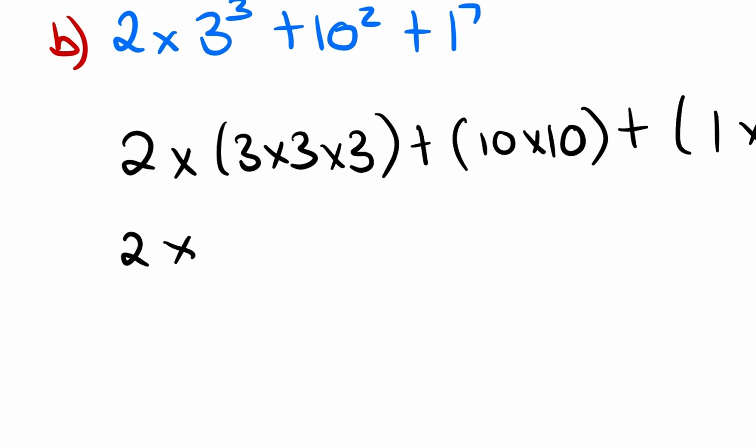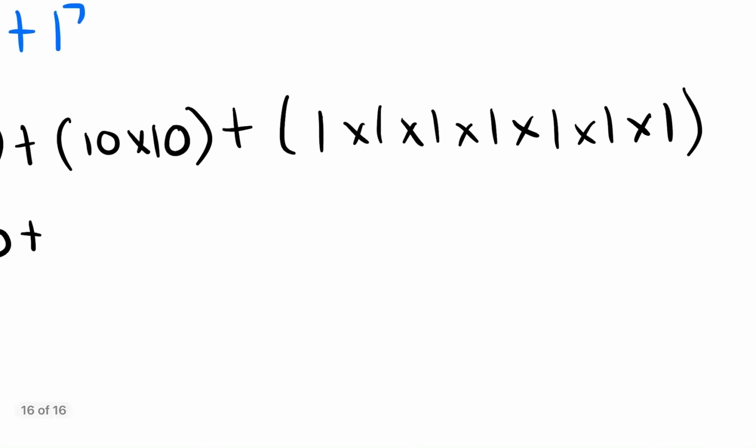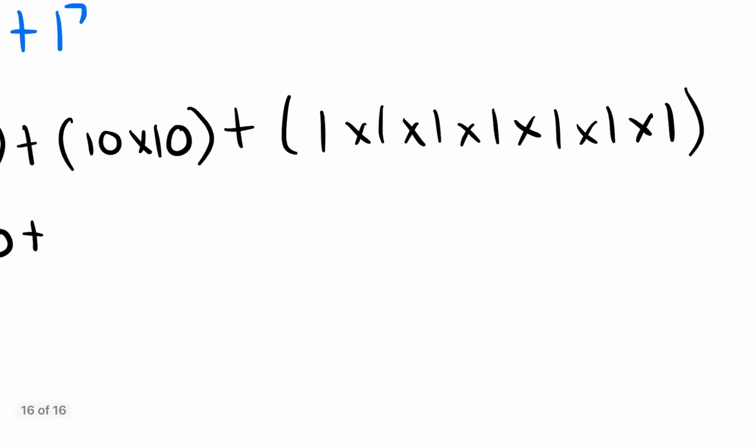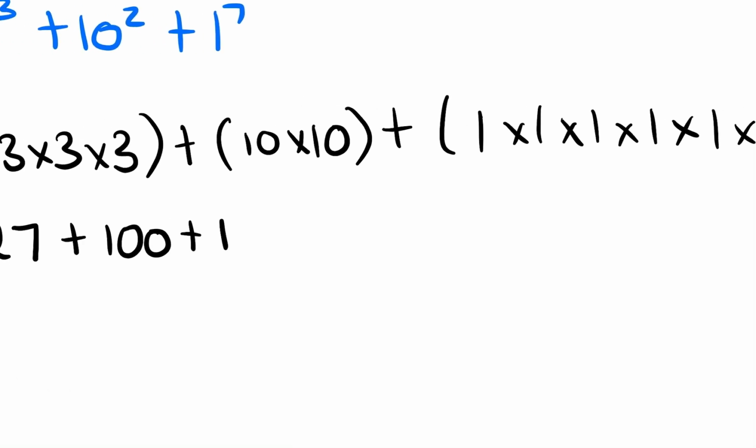So that 2 times is still not having anything done with it. So then I've got 3 times 3 is 9. Then 9 times 3 is 27. So that is now 27. Plus 10 times 10 is 100. And then another plus sign. And then we've got 1 times 1 times 1 times 1 times 1 times 1 times 1. And that is just going to equal 1.